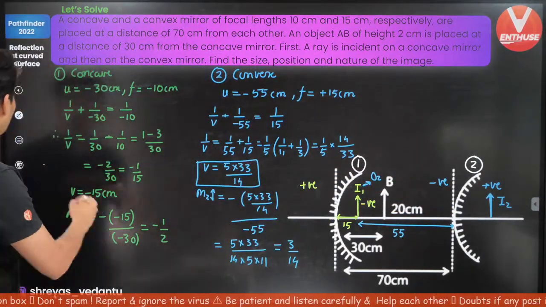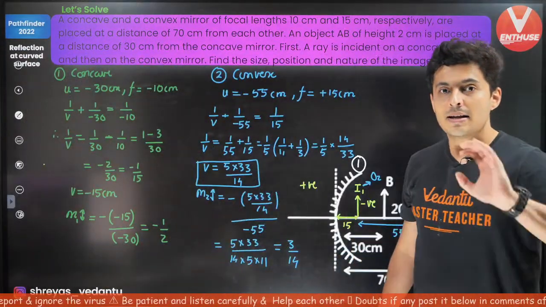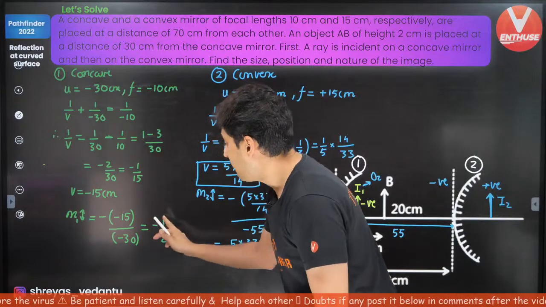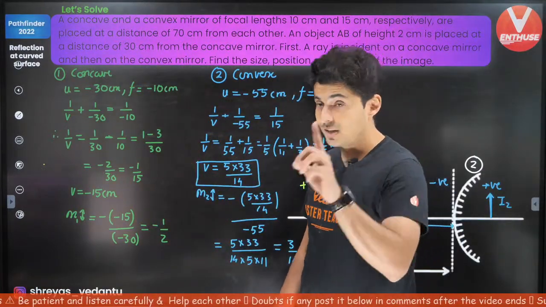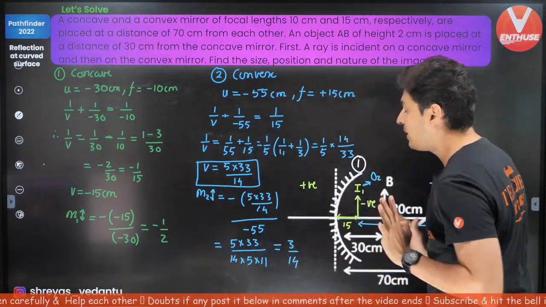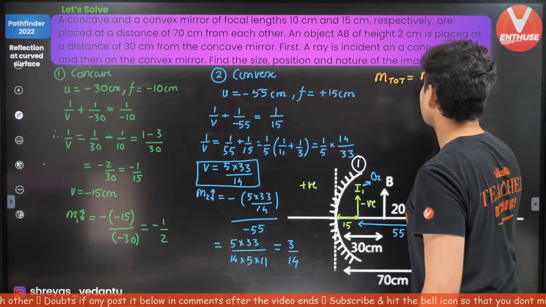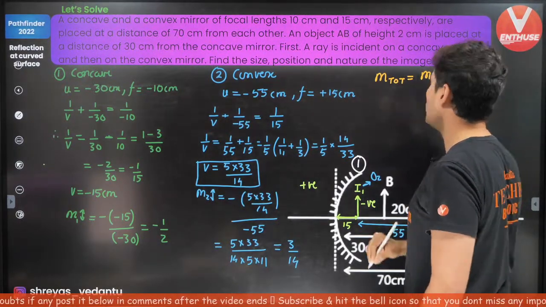Now the nature of the image. The nature is the tricky part. Observe this. First time it got magnified minus half times. Second time it got magnified 3 by 14 times. So the total magnification is M1 into M2.